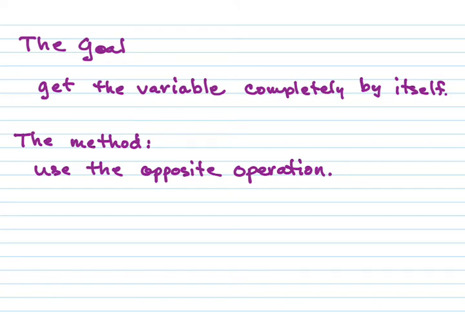So, what's our goal, guys? Get the variable completely by itself. Good. And what's the method? Opposite operation. Okay? And if you can do that, you can solve any equation. Okay, so let's talk about some of the steps. The first thing you need to do is clean up the equation.